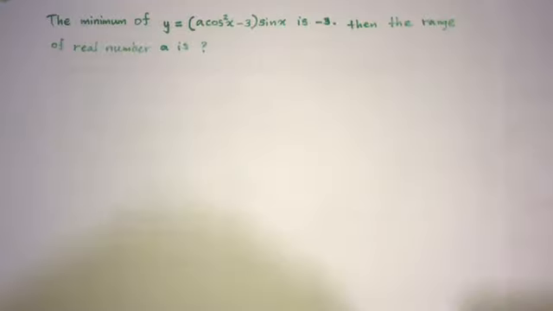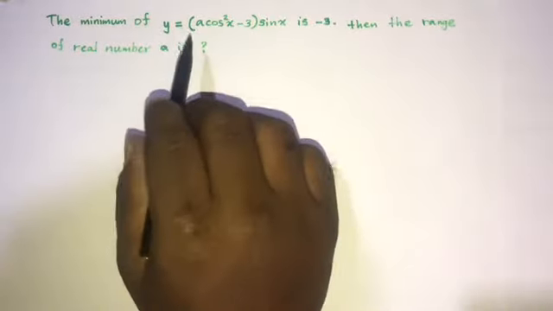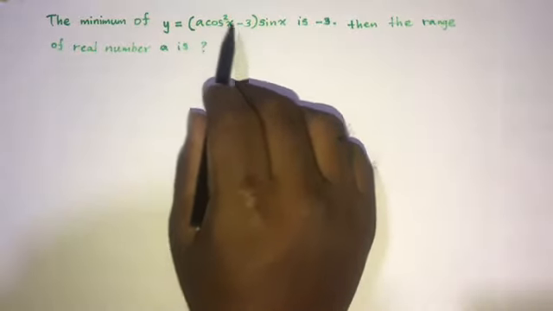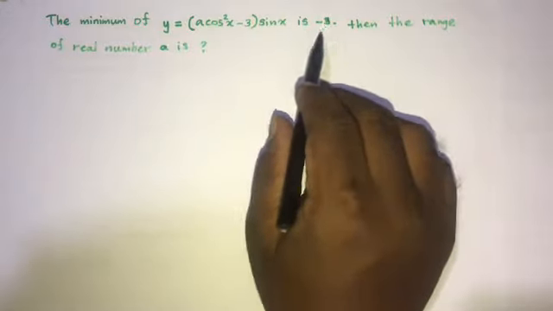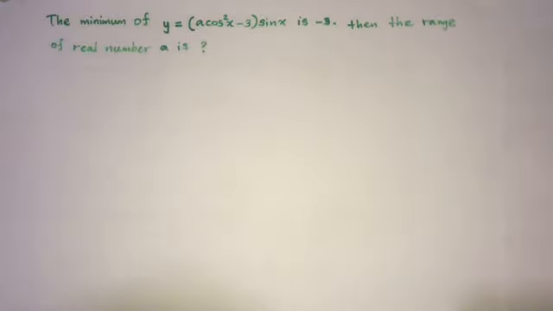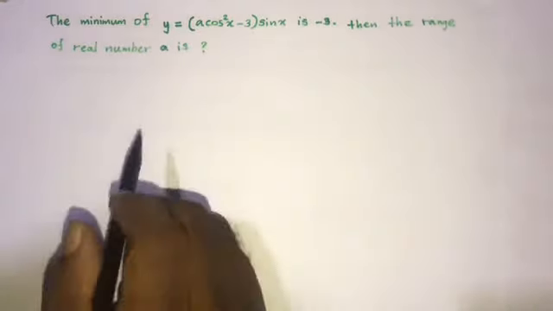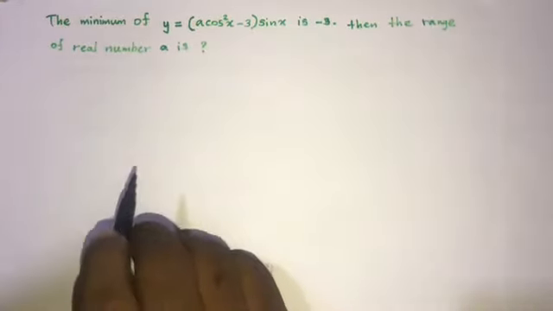This question is the Chinese Mathematical Olympiad question. The minimum of y equals a times cosine squared of x minus 3 times sine of x is minus 3. Then the range of the real number a is. So we should find the range of the real number a.